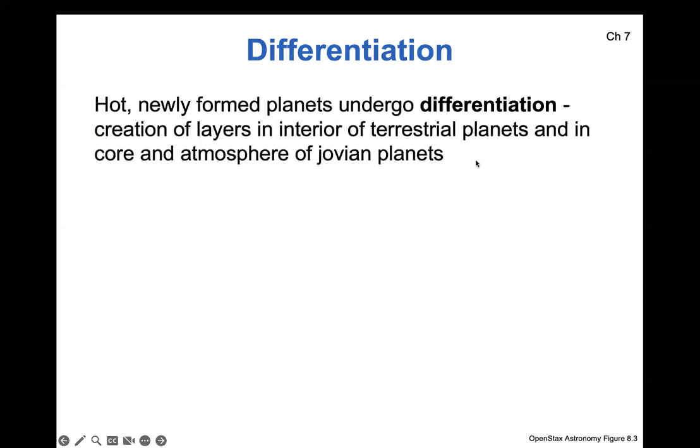So I said that I would clarify what differentiation is, because it's not a word that has an obvious definition, and the definition in astronomy is specific. So when you have a hot, newly formed planet, it undergoes differentiation. Okay, but what is it? It's the creation of layers in the interior of the planet and the core and the atmosphere. So essentially, it is the layering of a planet.